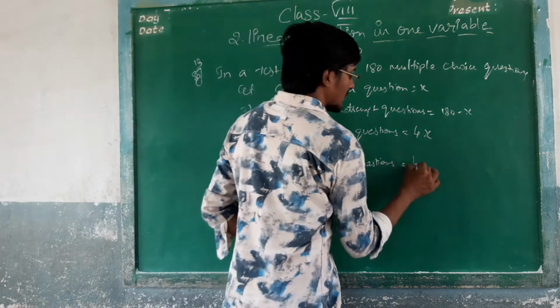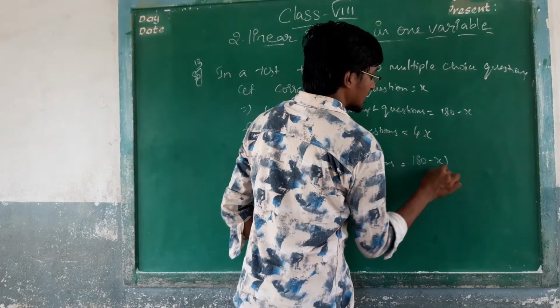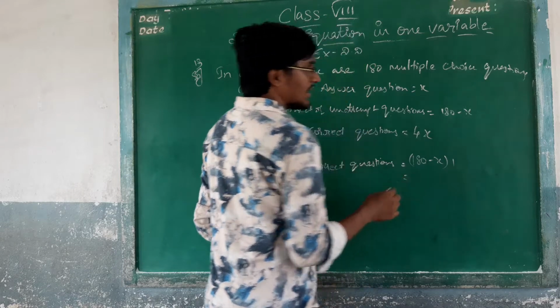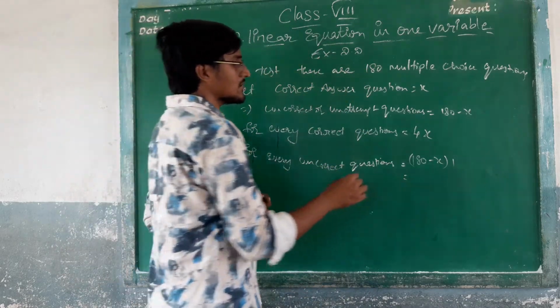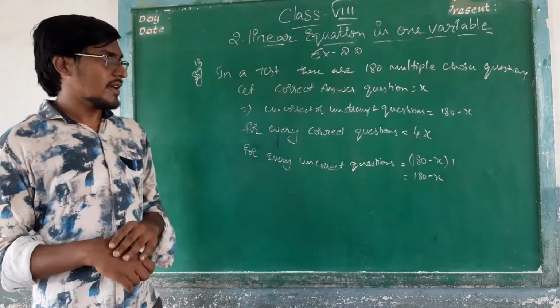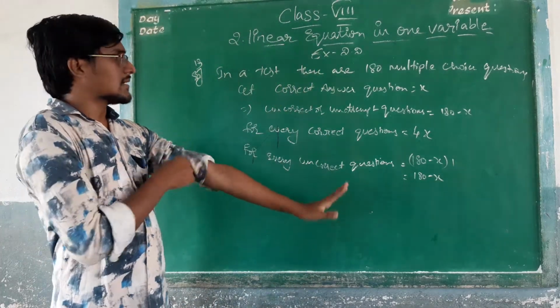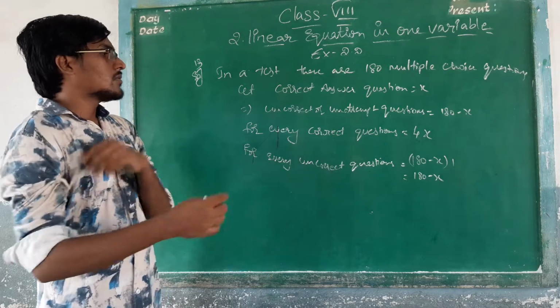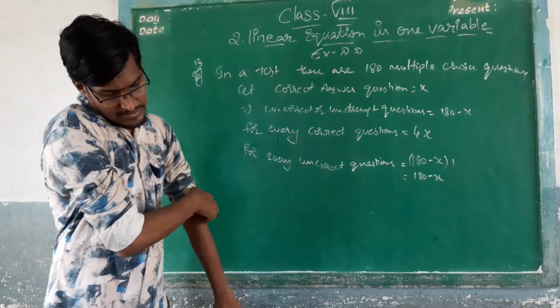180 minus x into 1. We have deducted that, so it will become 180 minus x. What will we get? 180 minus x. So now what is that?